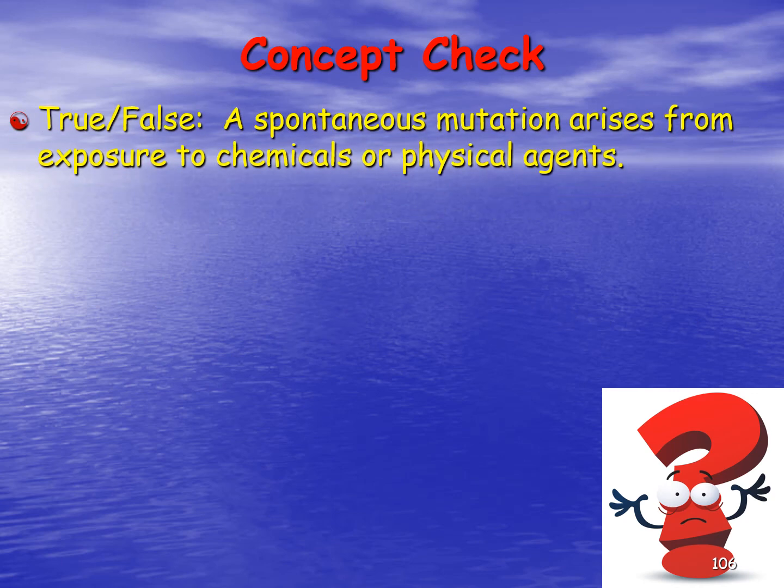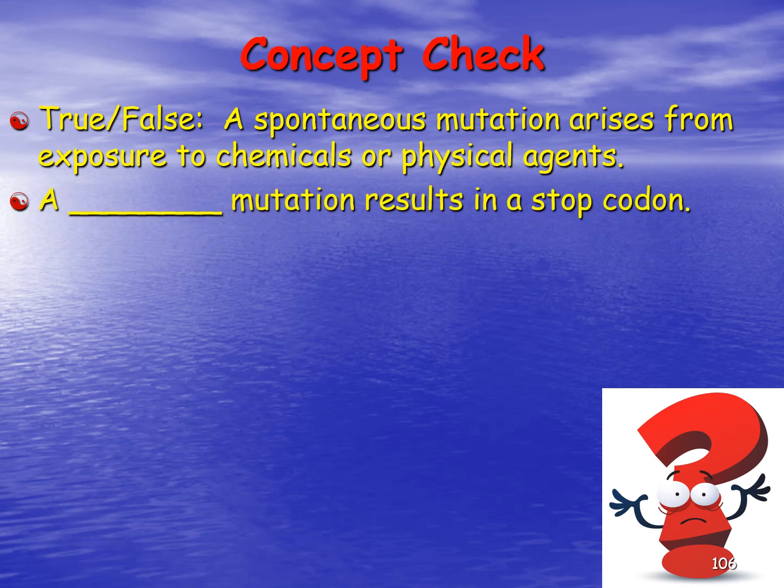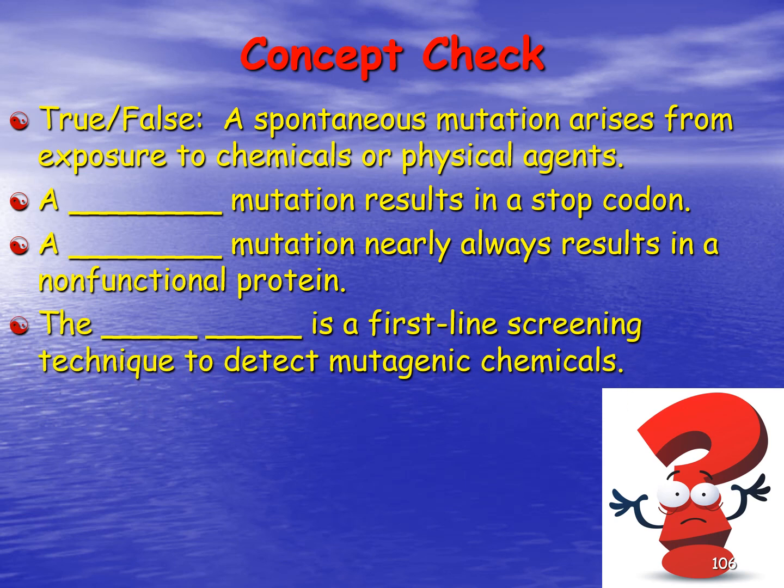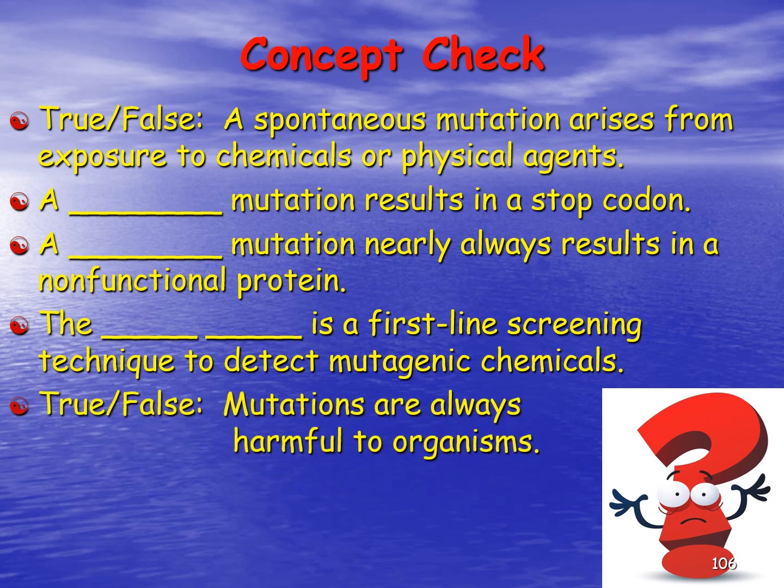So, last concept check. True or false, a spontaneous mutation arises from exposure to chemical or physical agents. What type of mutation results in the stop codon? What type of mutation nearly always results in a non-functional protein? And what is a first-line screening technique to detect mutagenic chemicals? And true or false, mutations are always harmful to organisms.